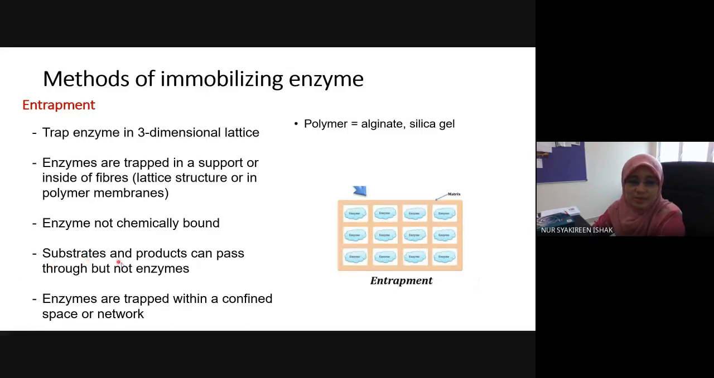So substrate and products can pass through the support or the fibers, but not the enzyme. The enzyme cannot pass through the support. So enzymes are trapped within a confined space or network. The material for the support here, the brown structure, is made up of polymers such as alginate or silica gel.